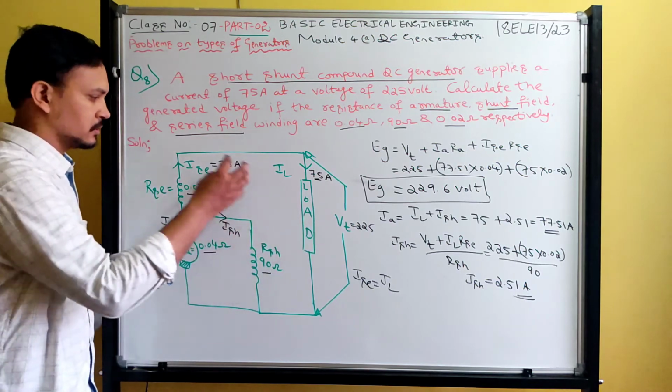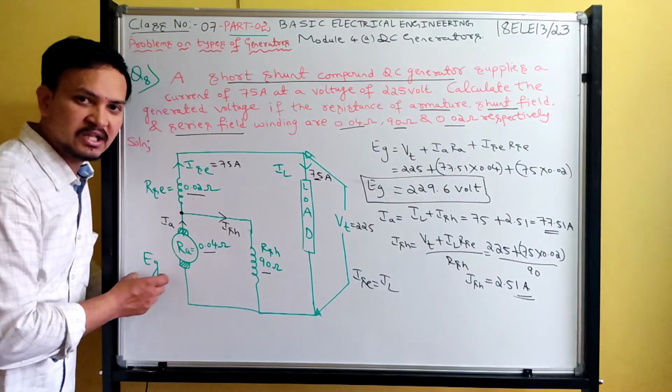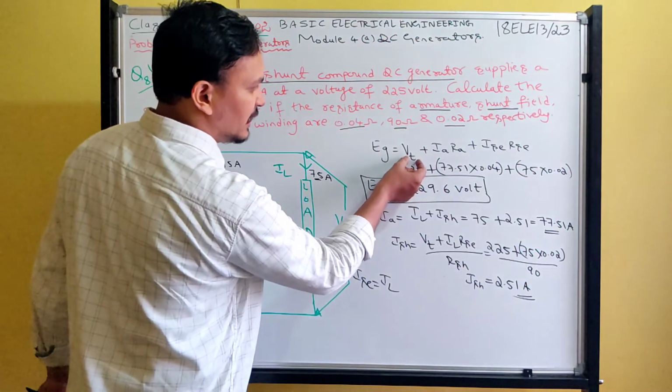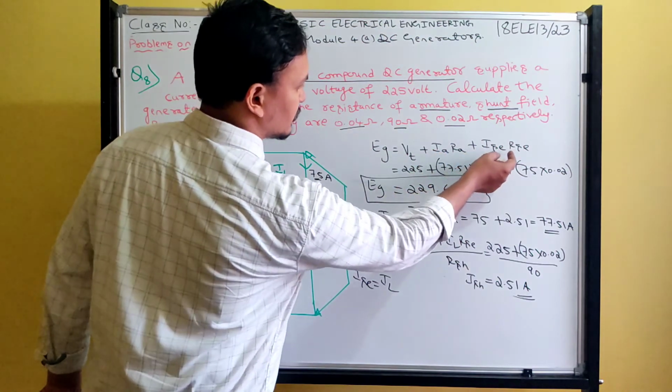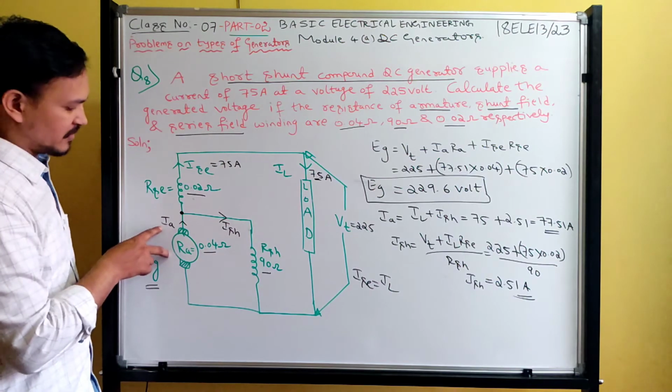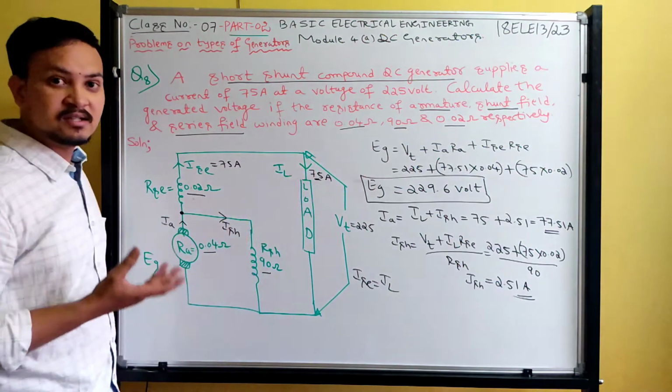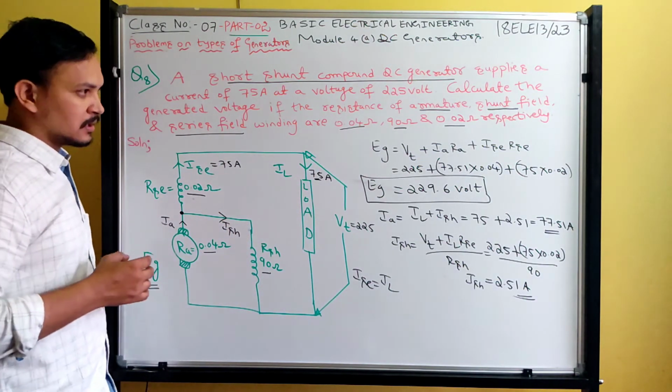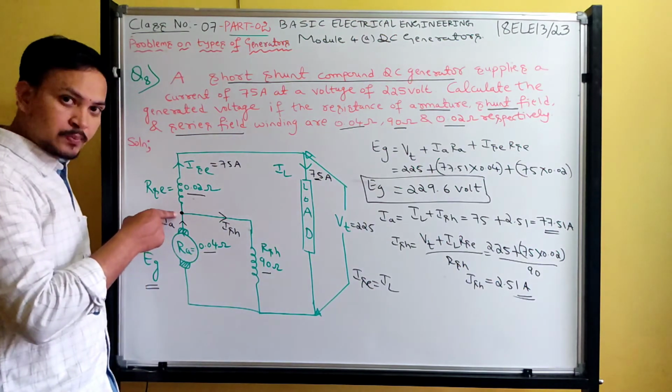So adding this, this and this together, we get EG. Look here: Vt plus IaRa plus ISC RSC. Vt is this one, ISC RSC is this one, IaRa is this one. By adding all this, what will you get? EG. Okay.